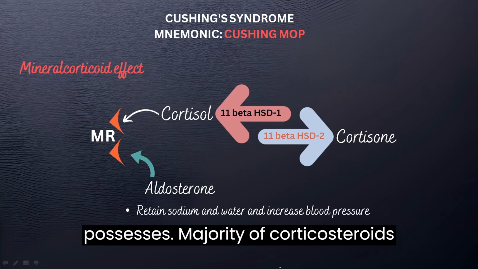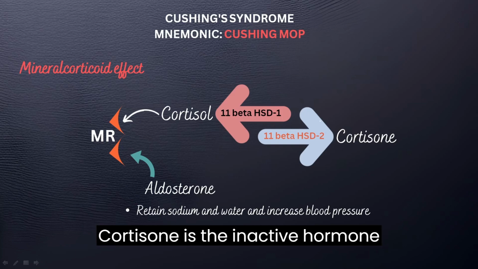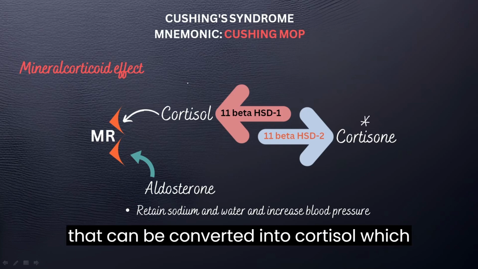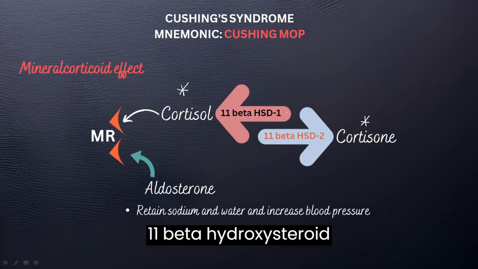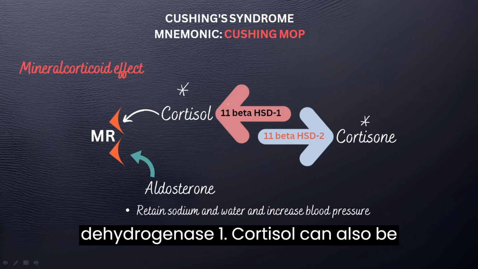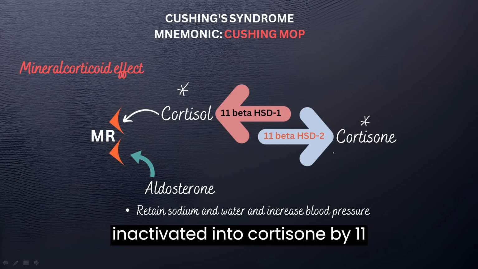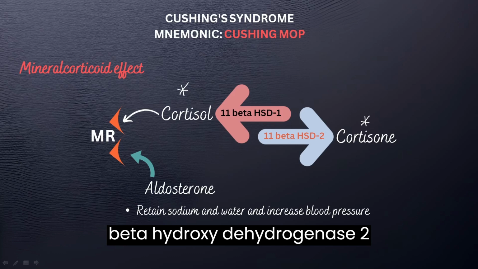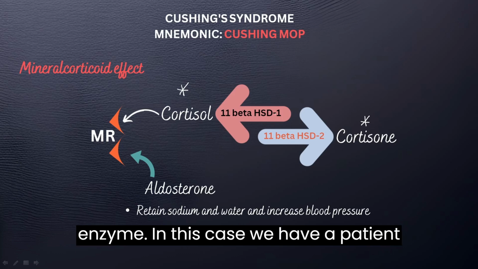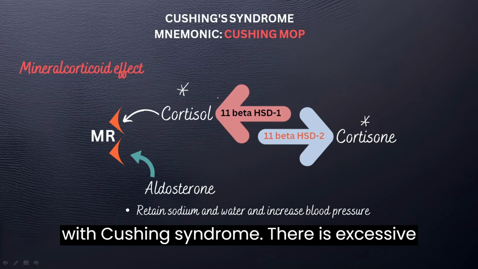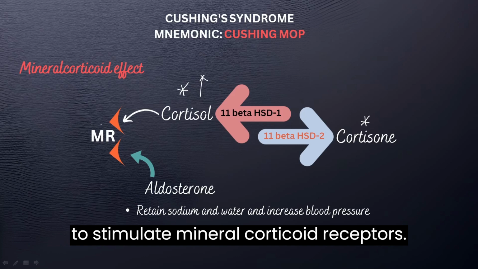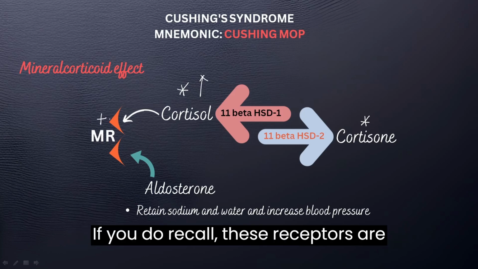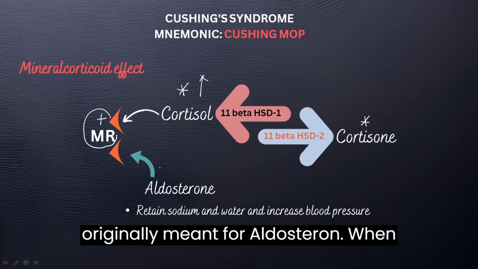Majority of corticosteroids circulates in the inactive form. Cortisone is the inactive hormone that can be converted into cortisol, which is the active hormone. This is done by 11 beta hydroxysteroid dehydrogenase 1. Cortisol can also be inactivated into cortisone by 11 beta hydroxysteroid dehydrogenase 2 enzyme. Now, in this case, we have a patient with Cushing syndrome. There is excessive cortisol, so the cortisol is able to stimulate mineralocorticoid receptors. If you do recall, these receptors are originally meant for aldosterone.